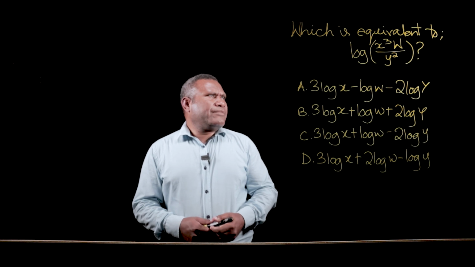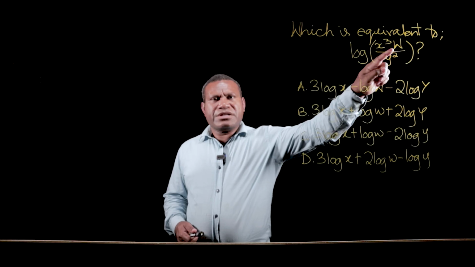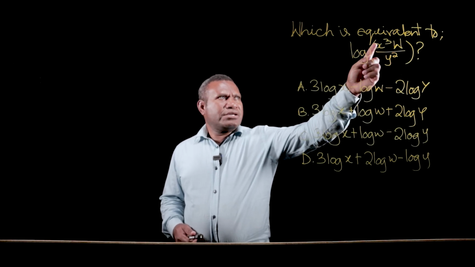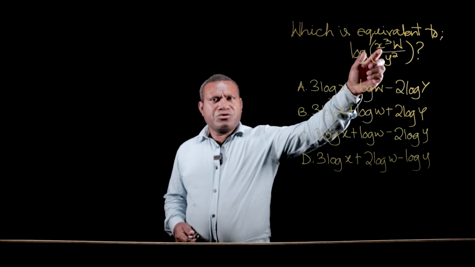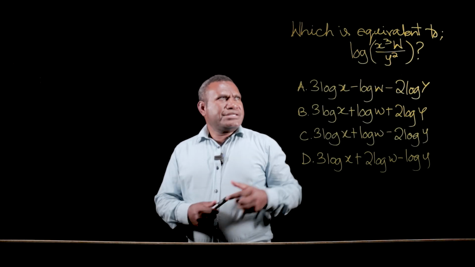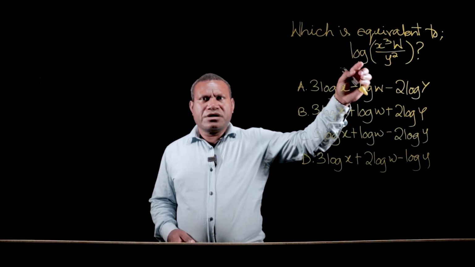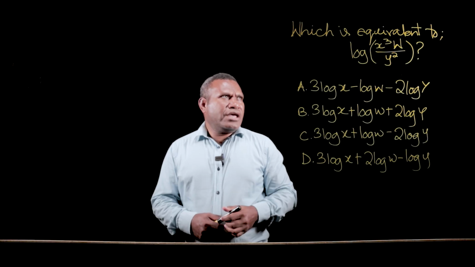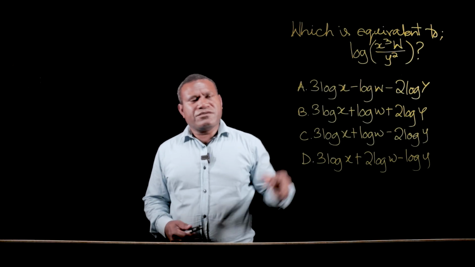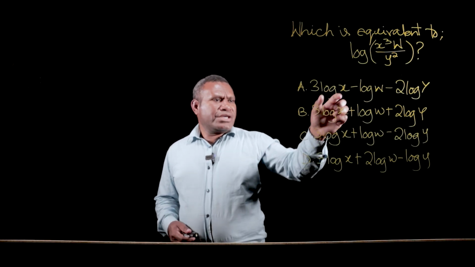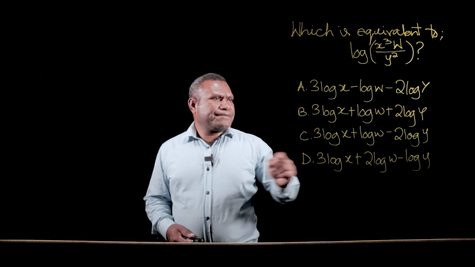If I look at the numerator, it's x cubed multiplied by w. That means if I use the product rule, addition will come in between, so it will be log of x cubed plus log of w. And remember, using the power rule, this 3 can be brought in front of the logarithm. So for each of these alternatives, I've got 3, 3, 3, 3.